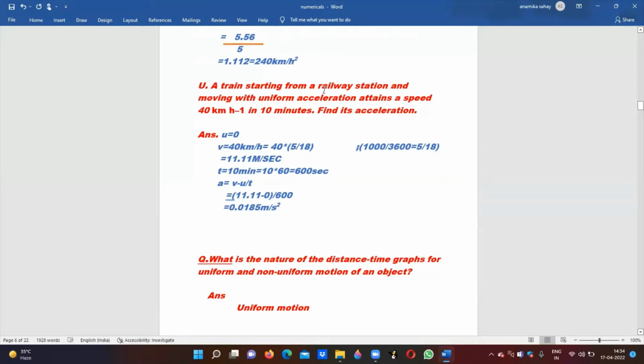And a train is starting from a railway station. It means at first it was in rest position. So initial velocity is 0. We have u is equal to 0, v is equal to 11.11 meter per second. Time is also given, so we can find out the acceleration by using the formula.